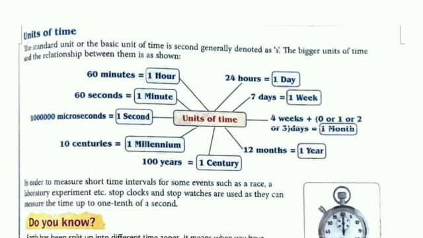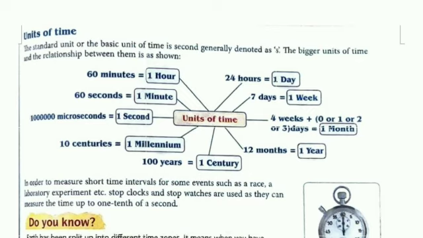100 years is equal to 1 century. 10 centuries is equal to 1 millennium. Plus microseconds, 1 second is equal to 60 microseconds.